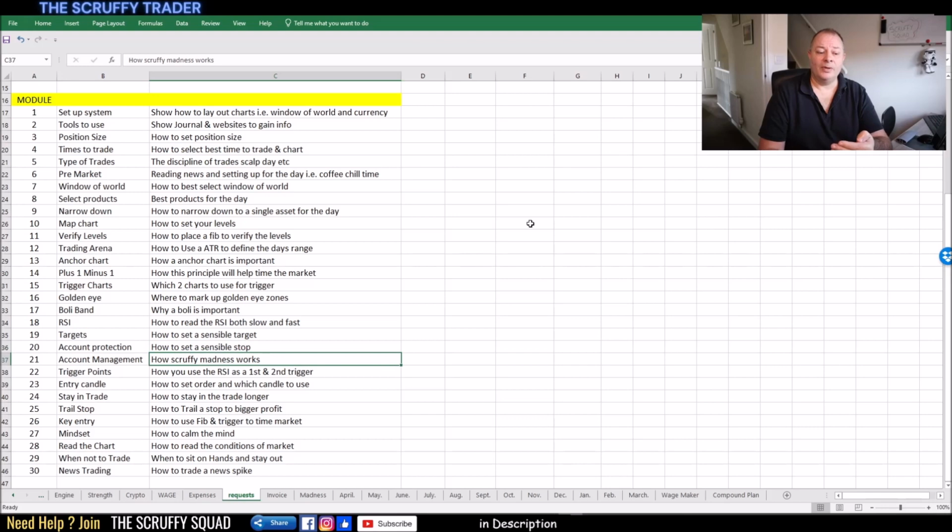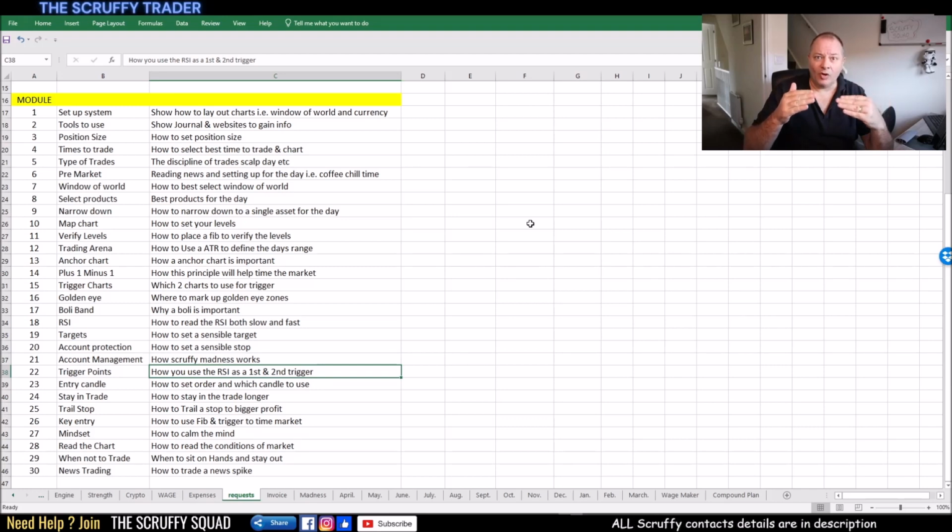Now your stop has one job. It is only there to protect the account, but it needs to be sensible. But then what you need to do is be able to reduce exposure and increase the upside. Well, that's what Scruffy Madness does. We then go deeper into the 2 trigger points, because at this point we've gone all the way down through the process and we need to refine how these triggers are going to work within the chart.